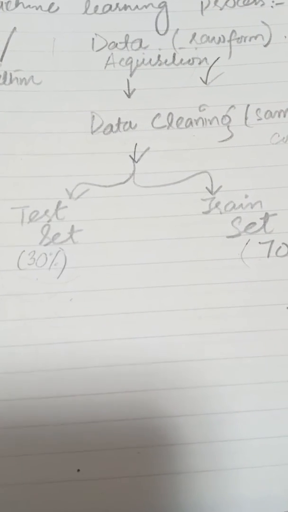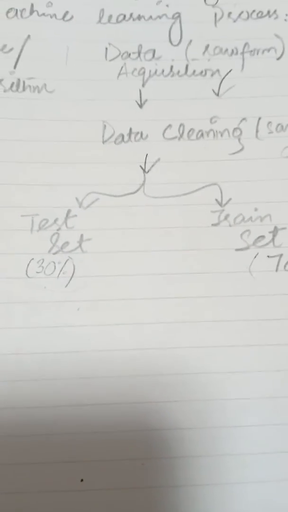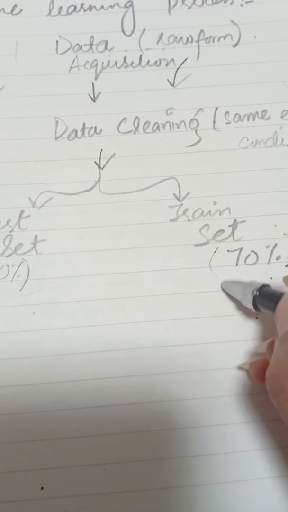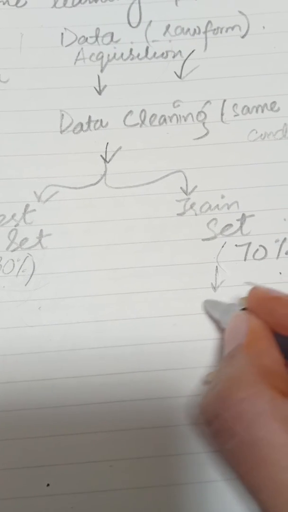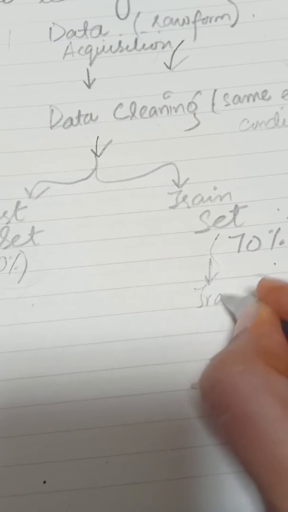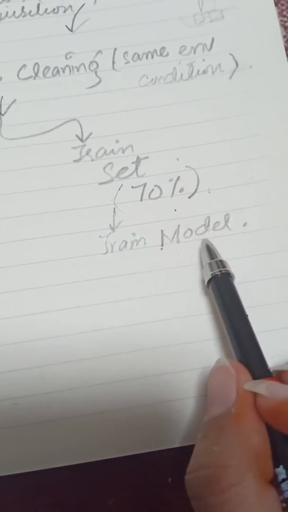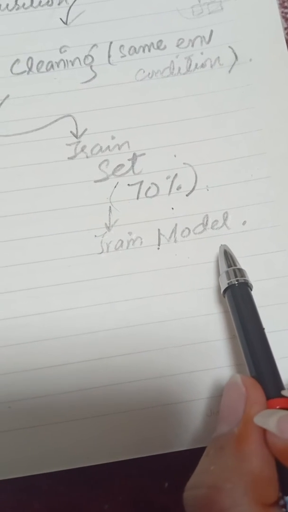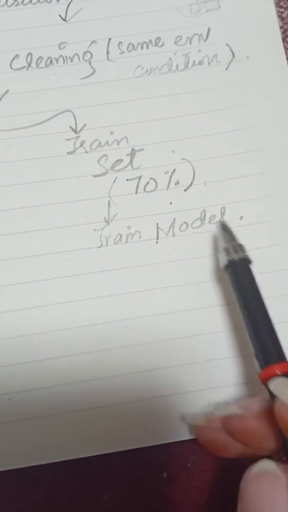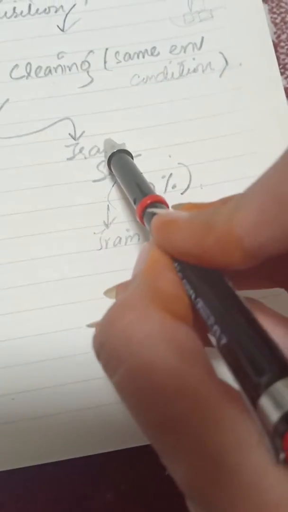So after dividing this, you first train the model. Training your model is just like fitting your model on the training dataset, and you can adjust the model parameters in this process, so you must train your model on the particular training set.